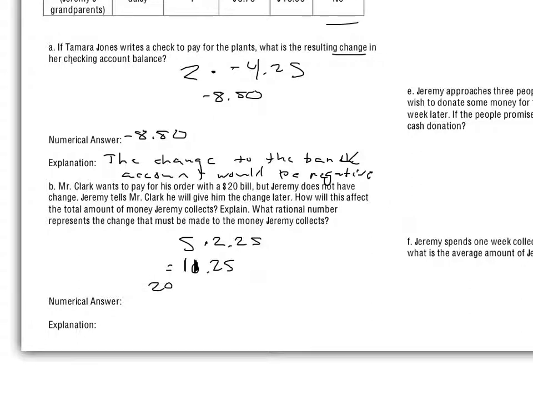If he pays with a 20 and he doesn't give him change, $11.25, that's going to give us $8.75. But that's money that he's going to owe Mr. Clark, so that's going to be a negative $8.75. He owes Mr. Clark.